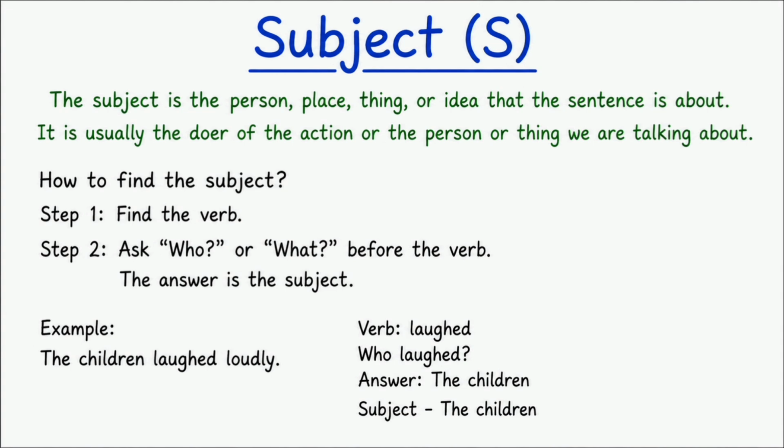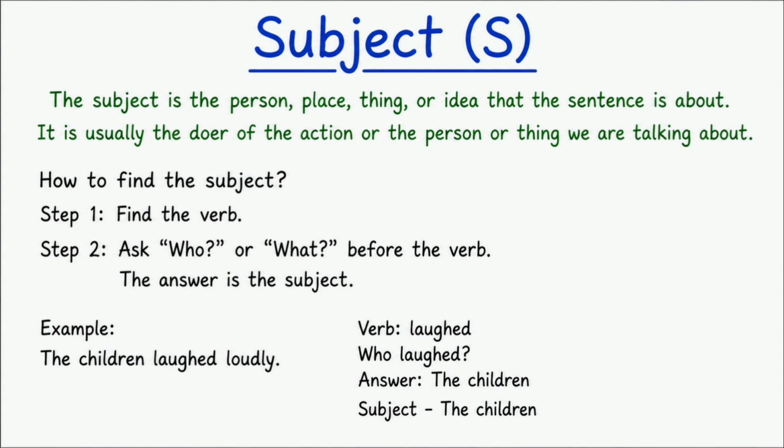How can we find the subject? First, find the verb. Then ask who or what before the verb. The answer is the subject. Example, the children laughed loudly. Laughed is the verb. Who laughed? The children. So the subject is the children.